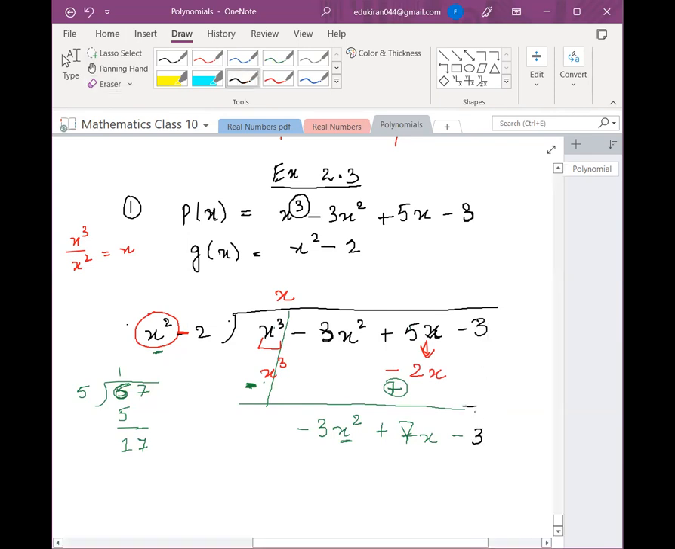Fine. Now I have minus of 3x square here. Clear? And I want to divide it by x square. So which number should I use so that I get minus 3x square? Just see here. Divided by x square, what will you get? Minus of 3, isn't it?